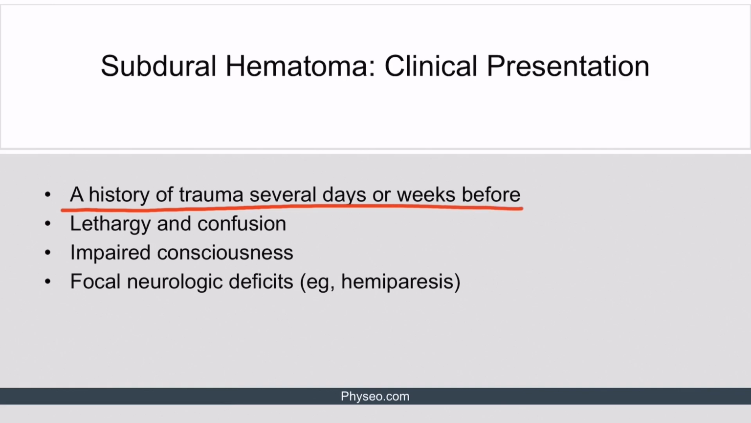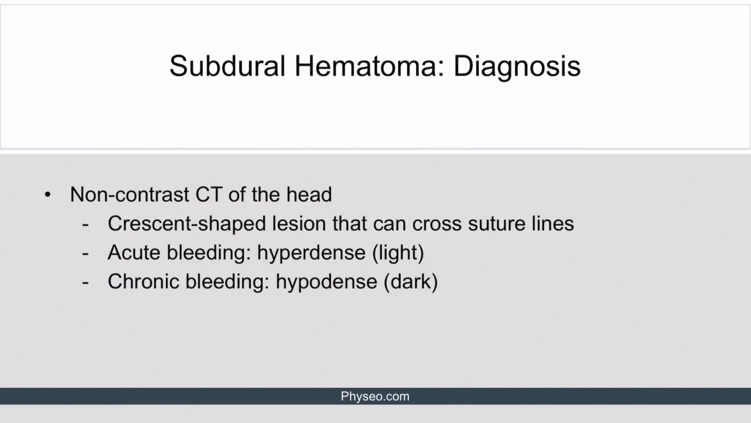When the hematoma expands, the accumulated blood compresses areas of the brain, leading to lethargy, confusion, impaired consciousness, and focal neurologic deficits such as hemiparesis. When subdural hematoma is suspected, the best initial test is obtaining a non-contrast CT of the head. The bleeding will typically be detected as a crescent-shaped lesion that can cross suture lines.